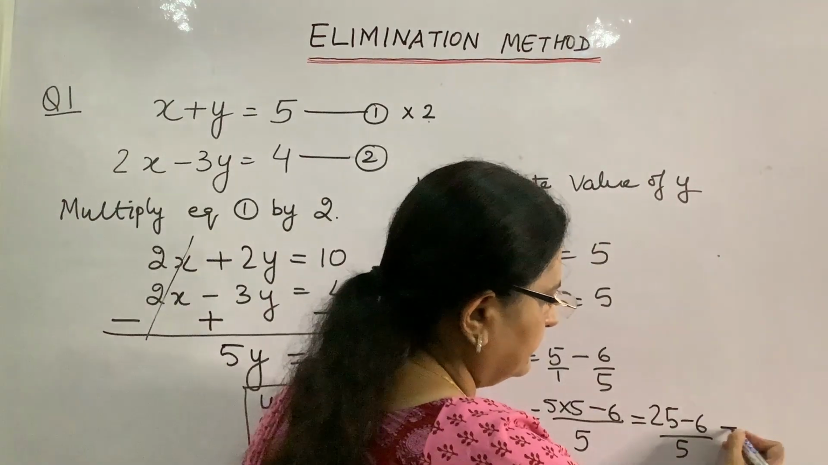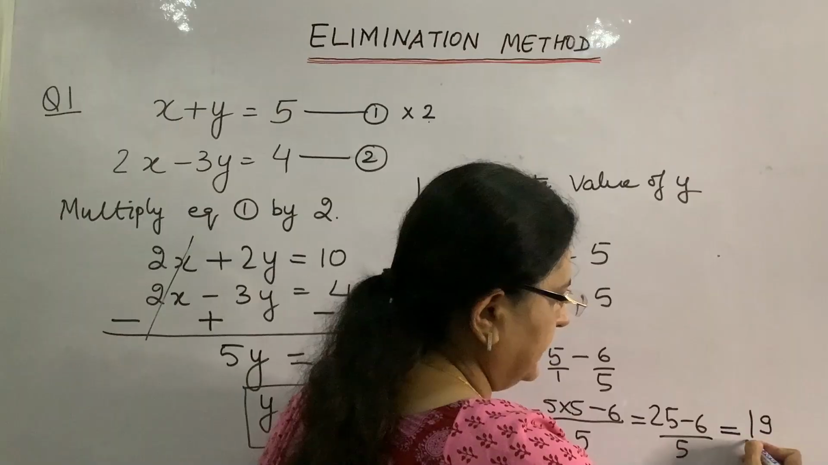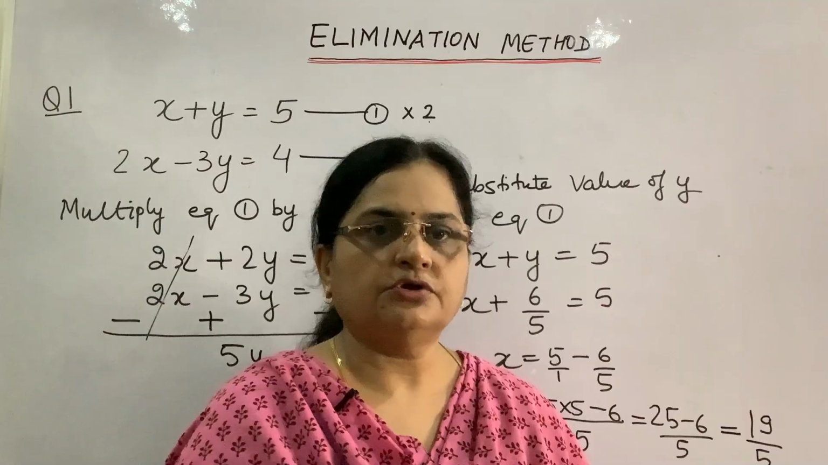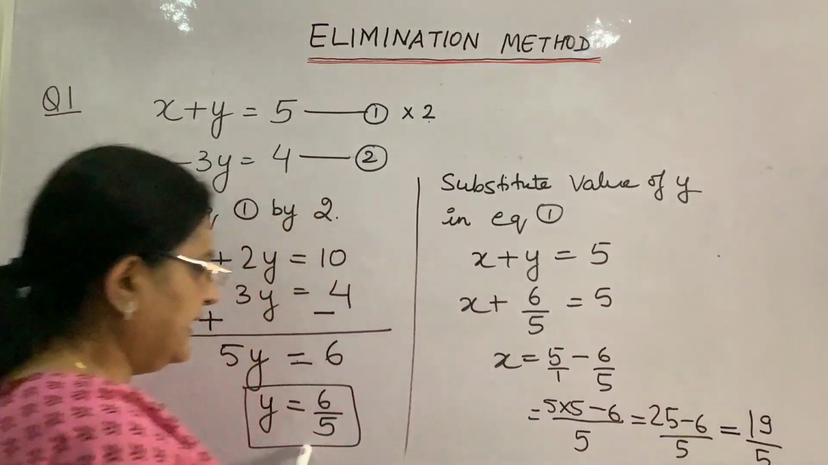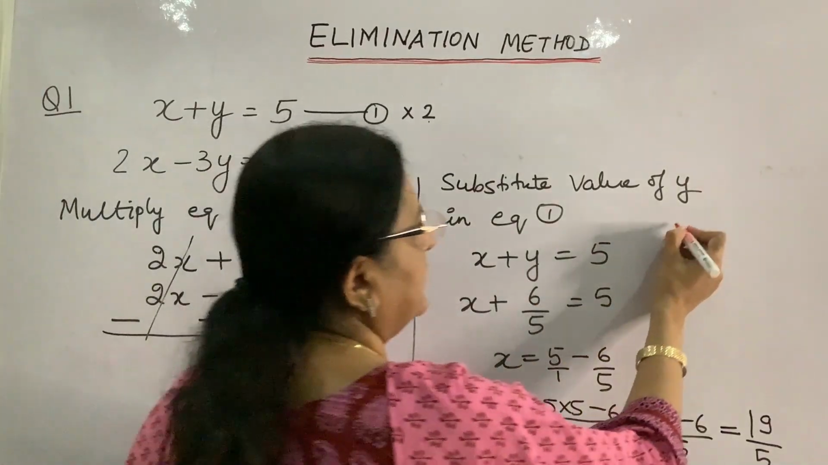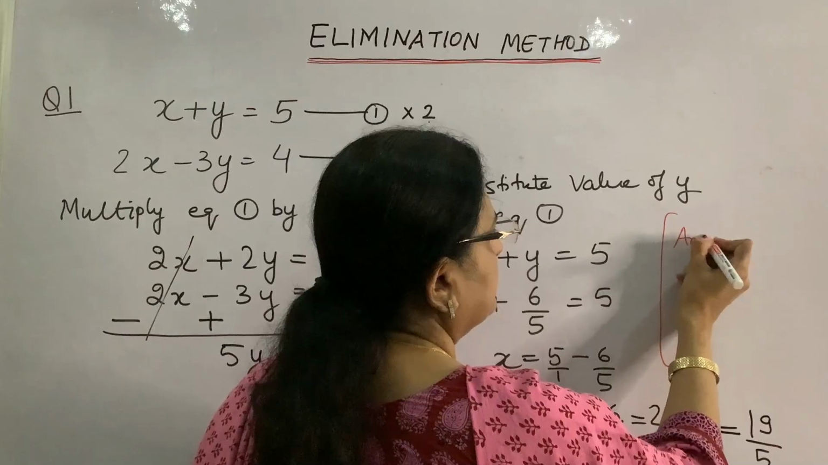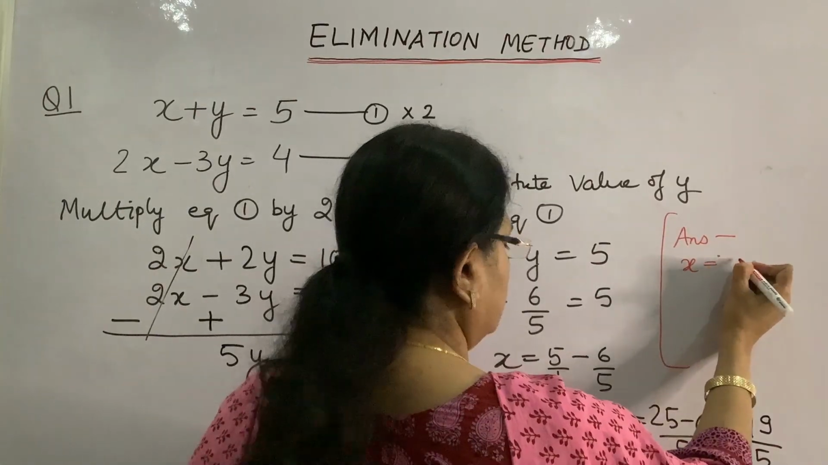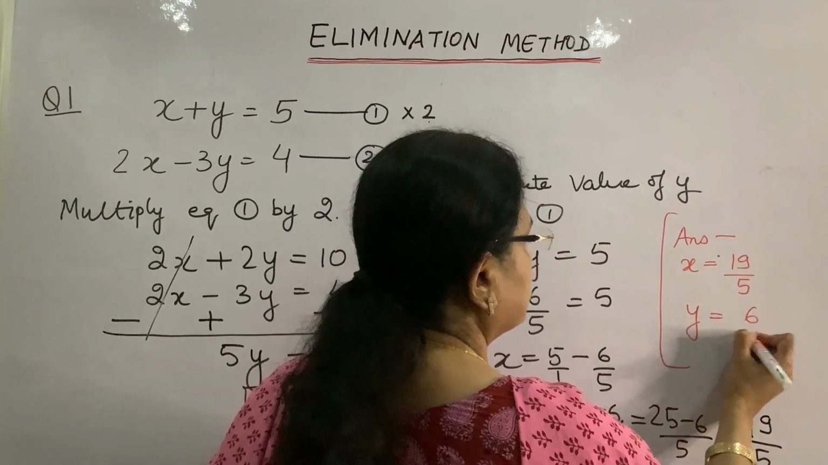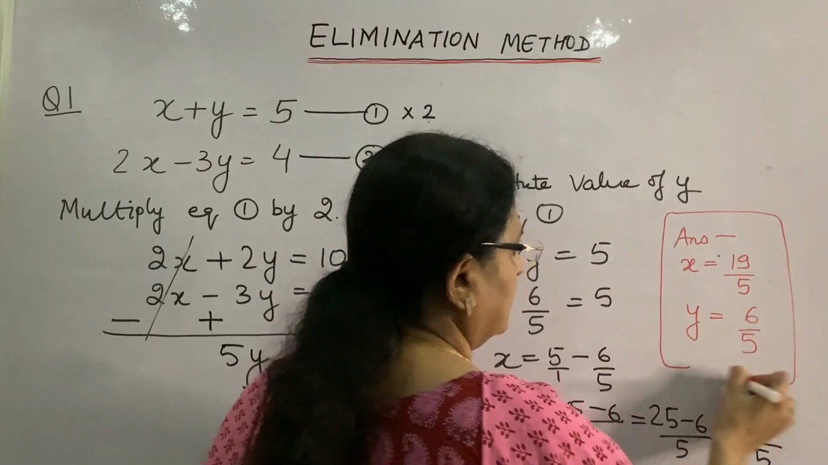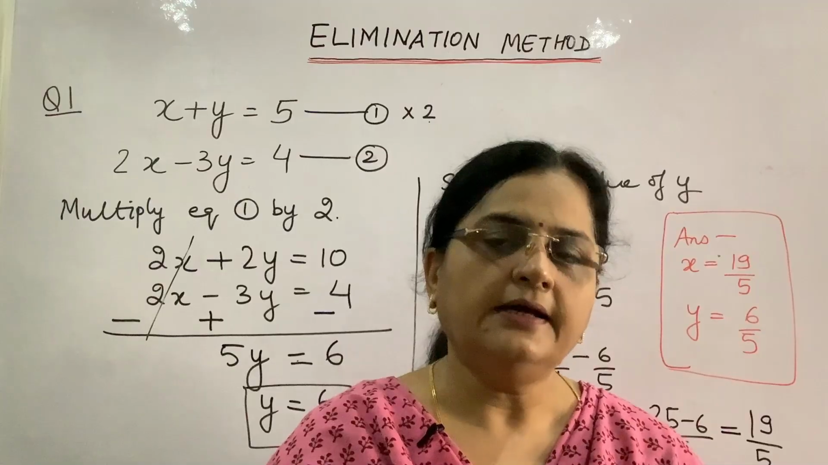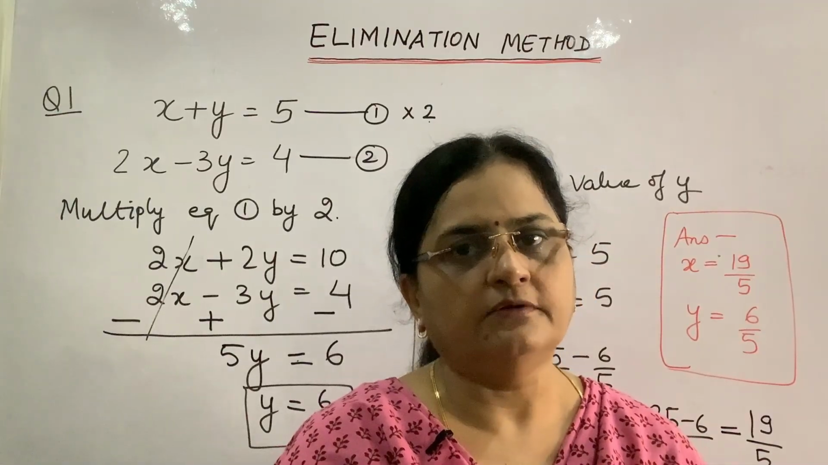On solving this, we get 19 upon 5. So you have the value of x here and the value of y here. So I write down the answer. Answer, x is equal to 19 upon 5 and y is equal to 6 upon 5. So this is how we have eliminated one of the variables initially and then found out the values of both the variables.